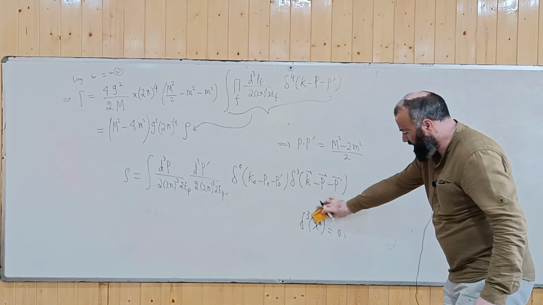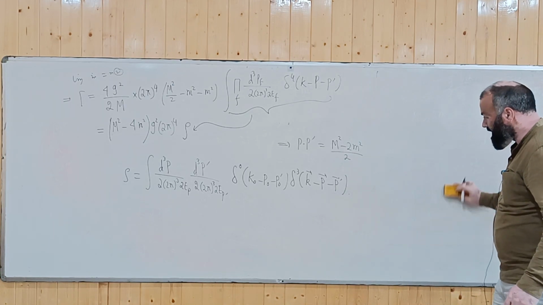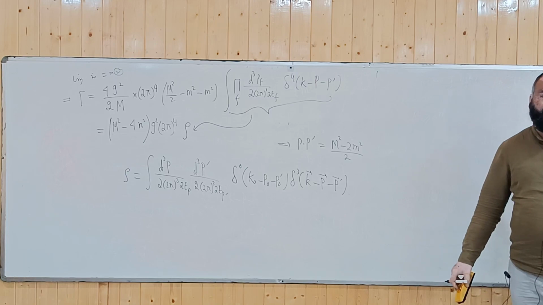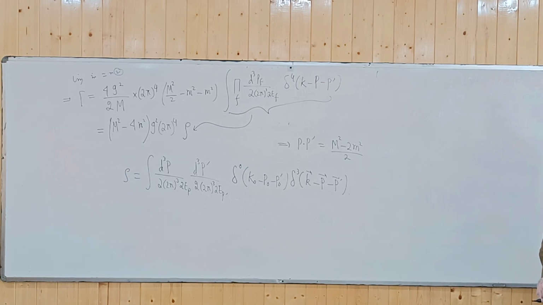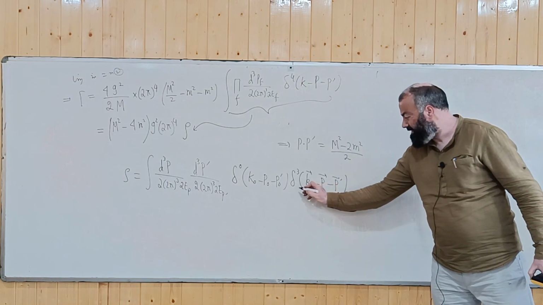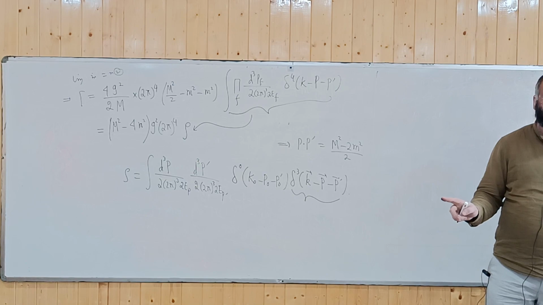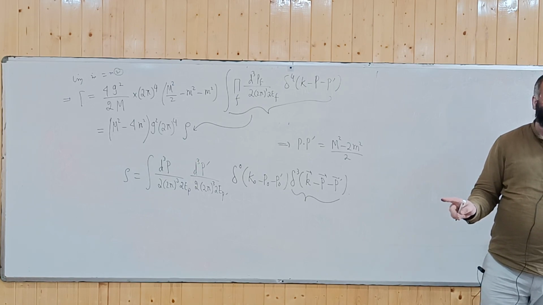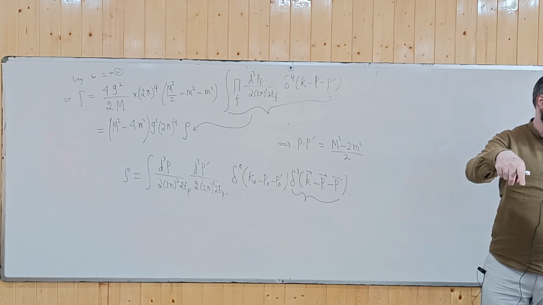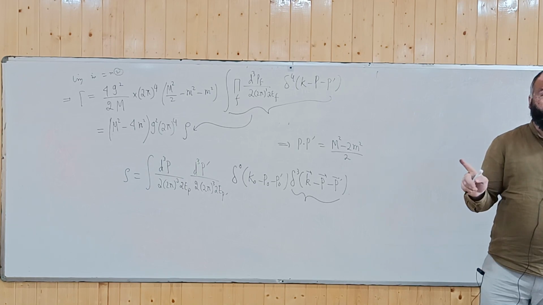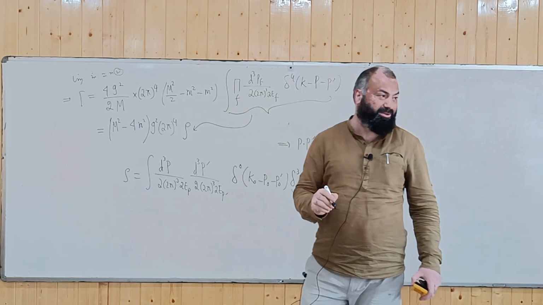So we are done with our calculation. We need to evaluate this integral. Clear? Now let's take a look at this delta function. Which frame of reference are we using? The rest frame of the initial particle. Clear? So the vector k is equal to 0.